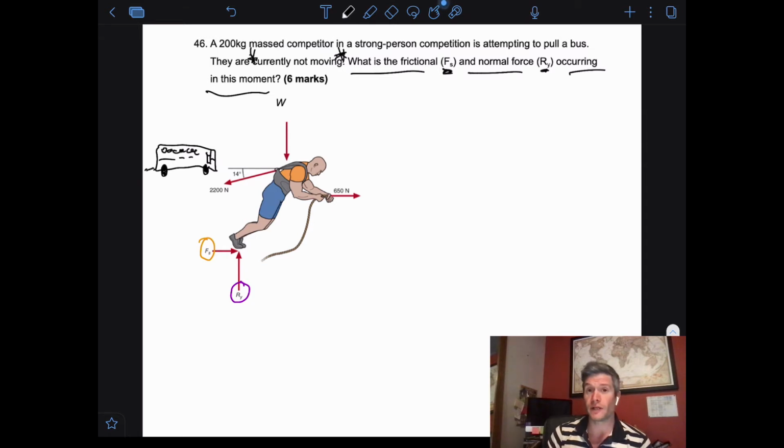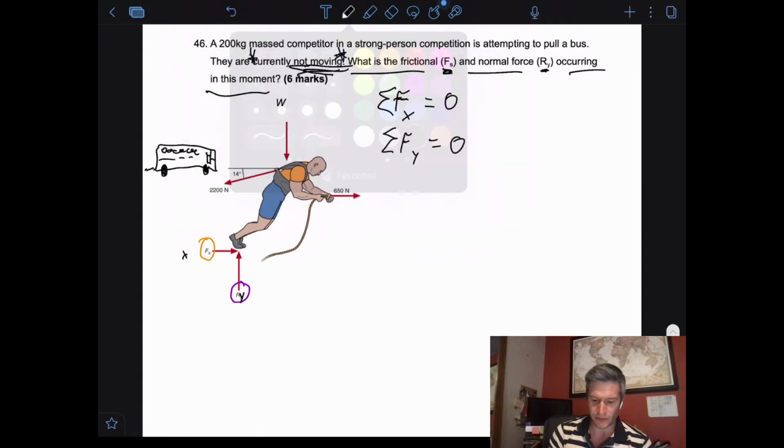Now, thankfully, one of the nice things about this is we see that one is on the x-axis, and the normal force actually has y, so on the y-axis, it's written right in there. So we know that the sum of the forces on x needs to equal 0, and the sum of the forces on y needs to equal 0. Again, not moving anywhere. That was the big tip-off there, okay?